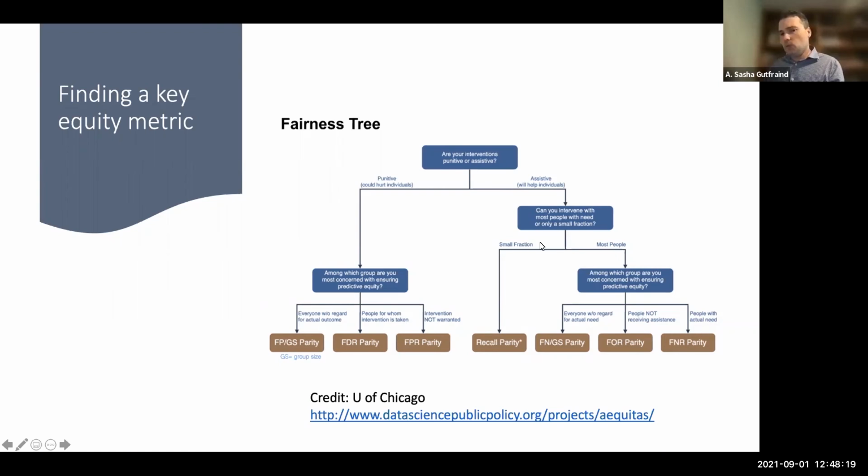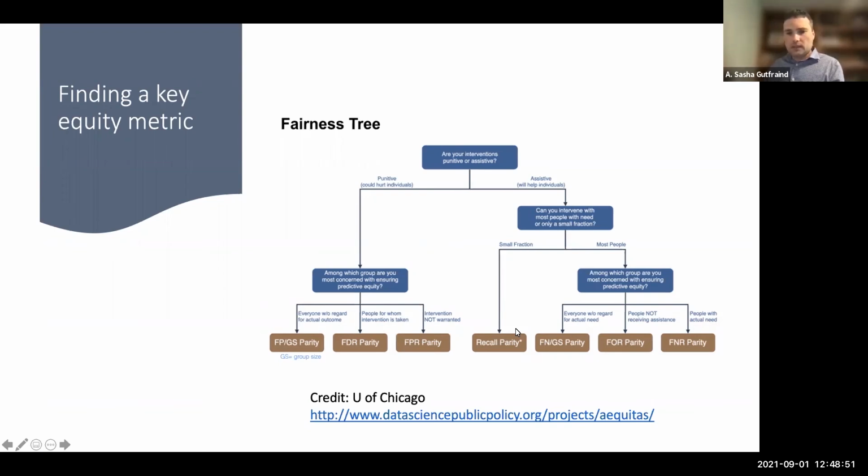The small fraction is the case where you have a very expensive intervention program that is going to benefit a small number of people. Maybe it's an intervention that costs tens of thousands or hundreds of thousands of dollars, which will prevent an important but severe health outcome. In that case, that would be the left option, small fraction of people. Then the metric that you're most concerned with is recall parity.